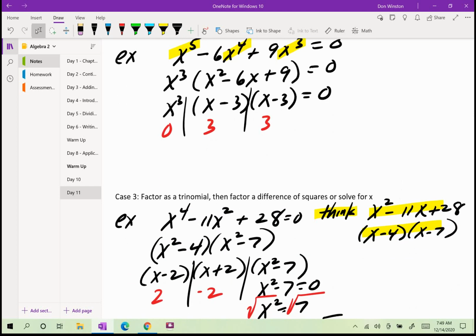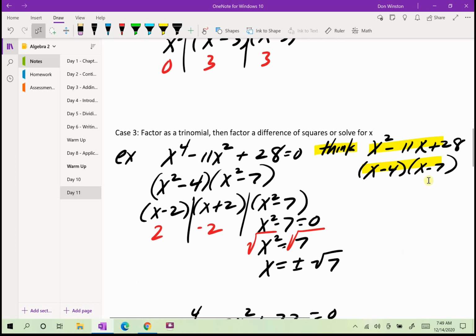All right. Let's look at the third case. Factor as a trinomial, then you factor a difference of squares or you solve for x. So here I have x to the fourth minus 11x squared plus 28. Okay, I can't factor out any x's because I don't have an x for 28.